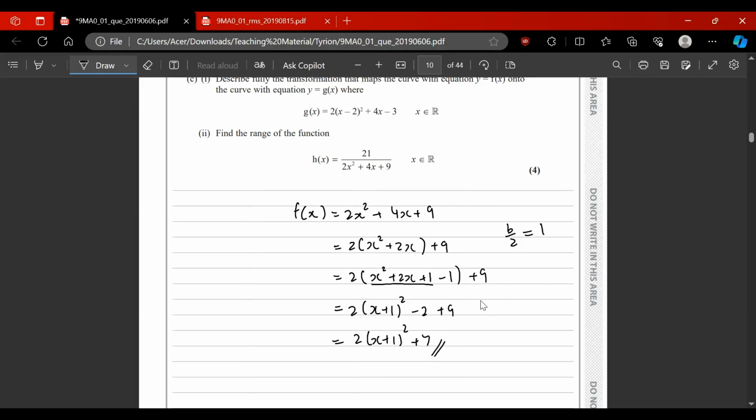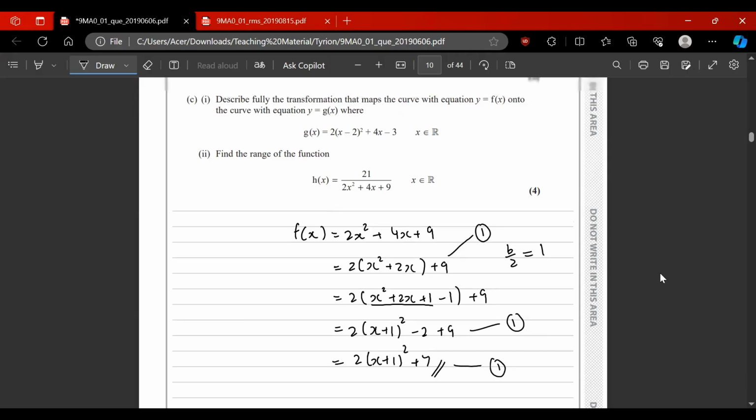So the marks distribution for this question is: making use of the complete square method gives you 1 mark. Then getting your x or vertex value correct gives you 1 mark. And then finally, the full correct answer gives you the 3rd mark.